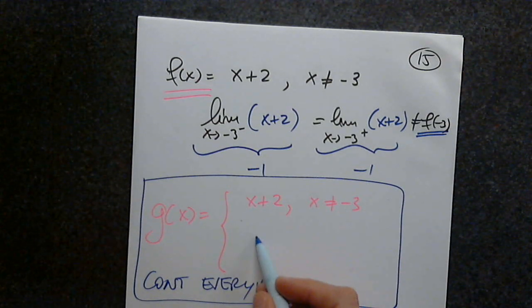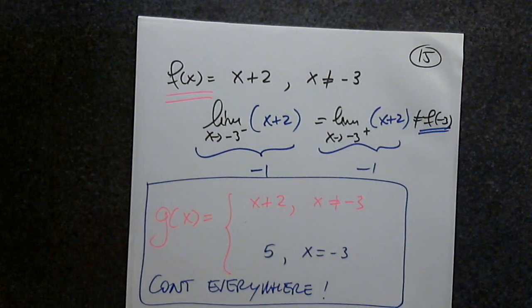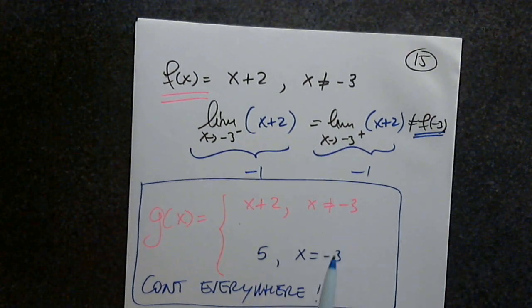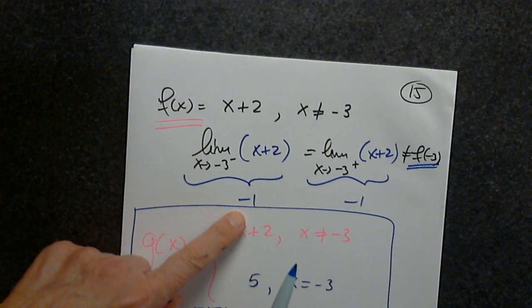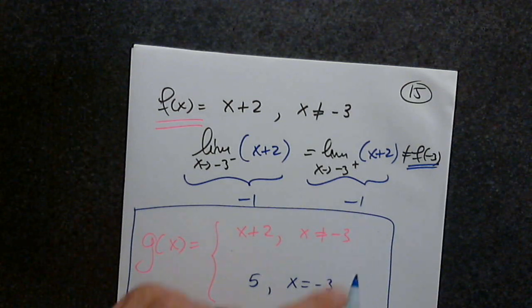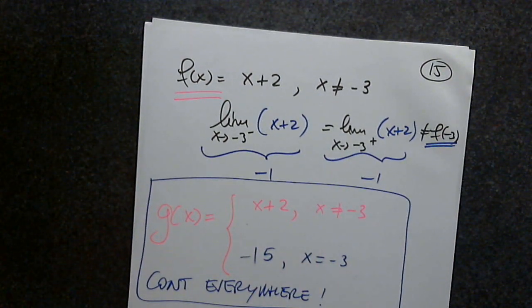So if I put here 5, let's put it. I'm going to delete it in a moment. When x equals negative 3, correct? Yes. Okay. So let's see if this function is continuous everywhere, as we claim. The limit from the left is negative 1. The limit from the right is negative 1. But the function value at negative 3 is 5. Negative 1. Thank you.